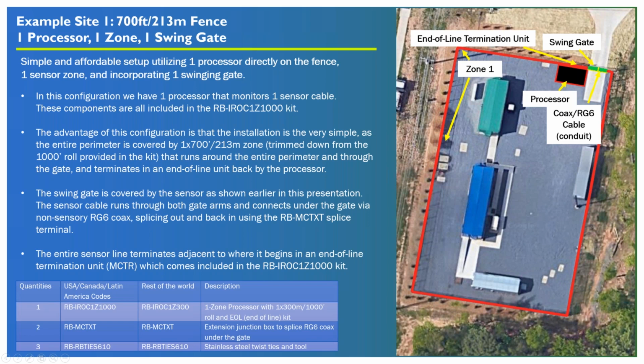So in this case, for example, this is a site that is 700 feet or 213 meters, which means we can cover it with a 1,000 feet kit or 300 meters kit, which are the same, by the way. So we have a processor over here, the cable stretches all around the site, and then the end of line is placed next to the processor, and you have one single zone and a single output to the alarm system for the perimeter security.